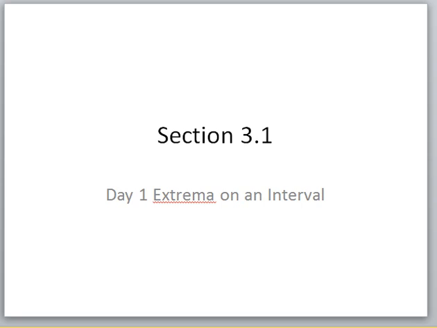Last unit we learned all about the rules of derivatives. In this unit we're going to use the rules of derivatives to help us sketch graphs. Let's go ahead and get started.